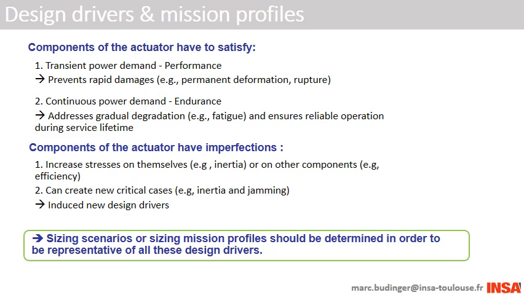We're going to determine here the possible reasons for the degradation of the system's components. These degradations can be either fast and come from transient power demands, such as permanent deformation or rupture, or gradual and come from continuous power demands, which often reduce the components' and therefore the whole system's lifetime, such as mechanical fatigue. The component can also have imperfections, which can increase the mechanical stresses on itself or on other components. For example, the inertia of an electrical motor increases the torque the same motor has to deliver or can destroy mechanical components when a sudden stop occurs.